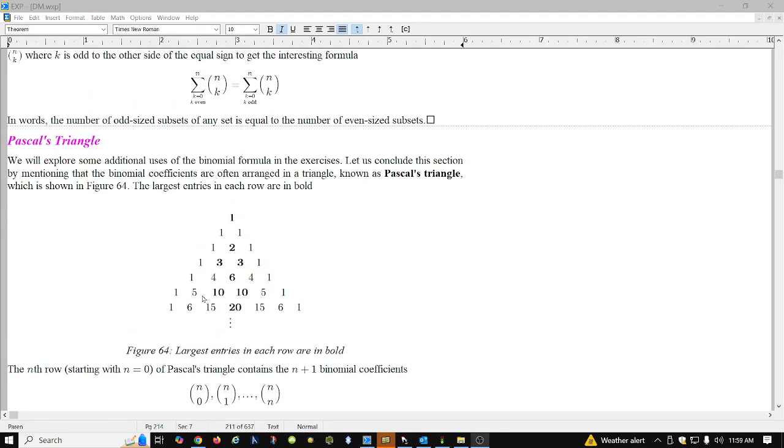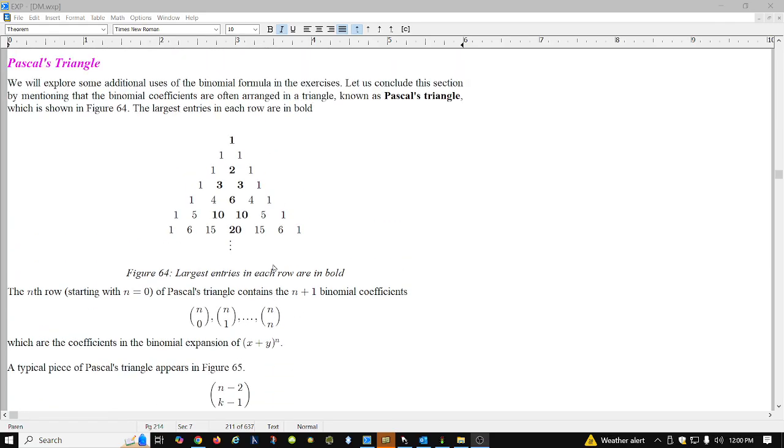There are several more examples of formulas involving binomial coefficients in the exercises, so if you find these to be interesting puzzles to solve, you can look there. I'm going to conclude with a discussion of Pascal's triangle. That's shown here, the first part of it, in this figure. And I have bold-faced the entries in each row that are largest. So 2 is the largest entry in this row, a couple of 3s are the largest entries in this row, and so on.